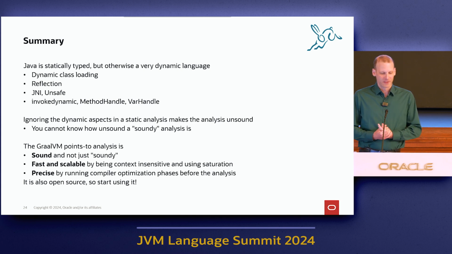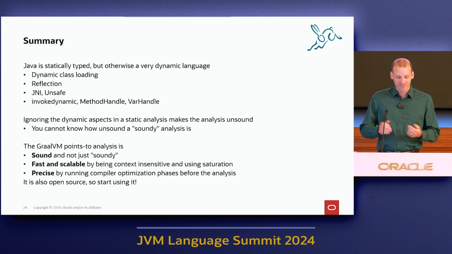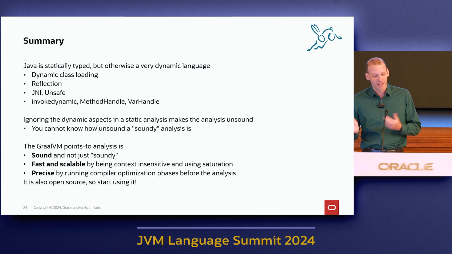Instead, what we have in the GraalVM points-to analysis is a completely sound analysis. Of course, we don't have a proof that it's sound, but since we're using all the static analysis results for code optimization, if something were unsound, we would have already crashed in the last years of testing. But the analysis is sound, and it's still fast and scalable because of the saturation. It's also precise because we're running compiler optimization phases before the analysis. And yeah, it's also open source.